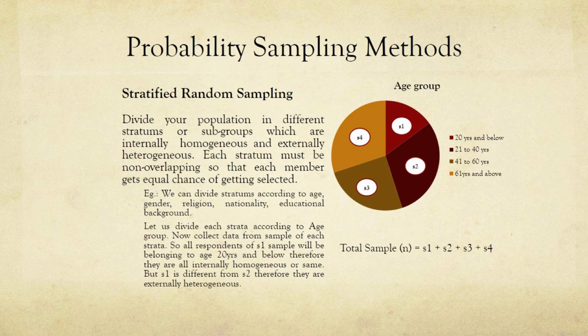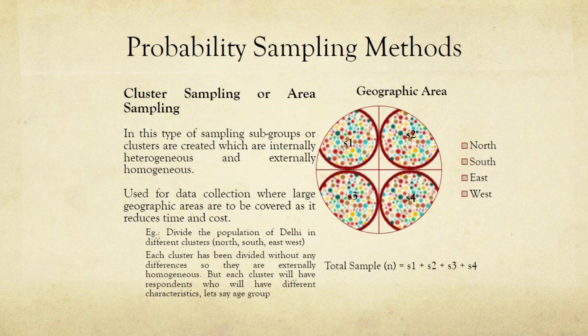Now let's move on to the next sampling method, which is cluster sampling, also known as area sampling. Similar to stratified sampling, here too the population is divided into subgroups, but they are called clusters. Cluster sampling is a probability sampling technique where we divide the population into different groups or clusters. We select the groups randomly with simple random or systematic random sampling technique, and the data is collected.